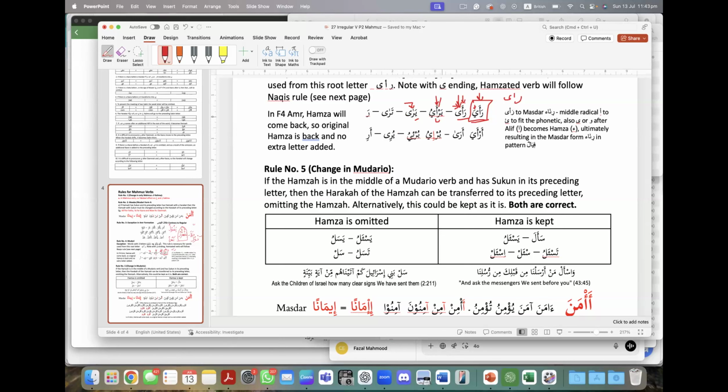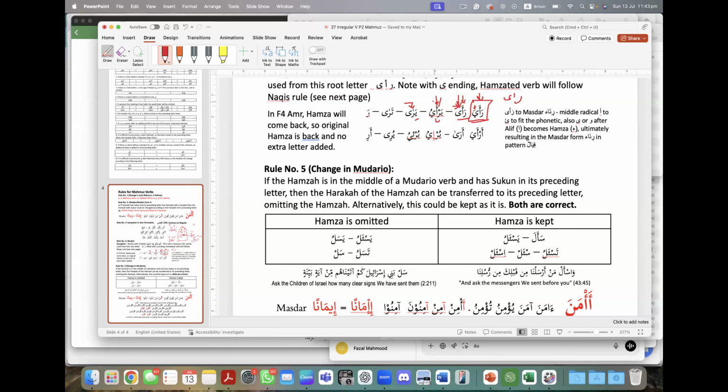ERA, okay, how has it appeared? Can you see? ERIU, ERA. Yeah, Ustad, here the haraka of the Hamza is shifting to the Ra, since it's a heavy letter. So is the Hamza getting dropped in the process? Hamza also getting dropped. Okay.